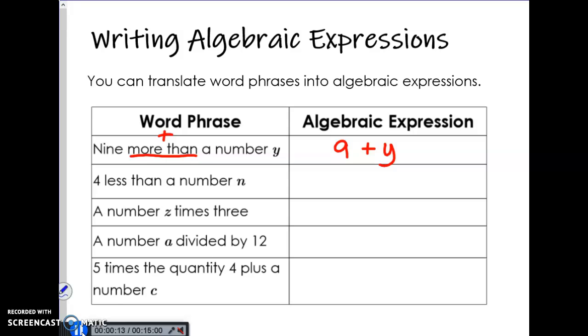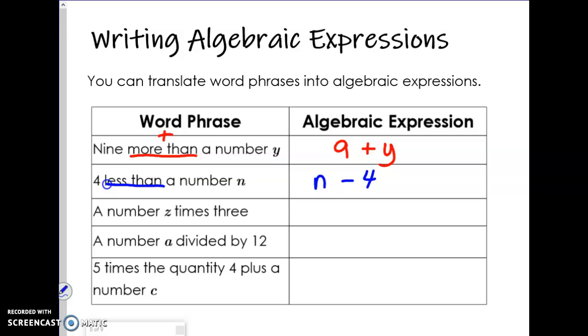4 less than a number, n. What do you think less than indicates? Minus, yeah. But less than is one of these special ones. It's called a turnaround word. So if you ever want to put it in here, there's this turnaround category, where turnaround words make it go in the opposite order. So 4 less than a number n ends up being n minus 4. It turns the order around.